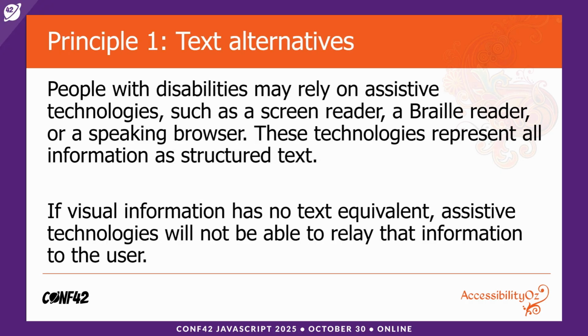Principle 1, text alternatives. People with disabilities may rely on assistive technologies such as a screen reader, a braille reader, or a speaking browser. These technologies represent all information as structured text. If visual information has no text equivalent, assistive technologies will not be able to relay that information to the user.